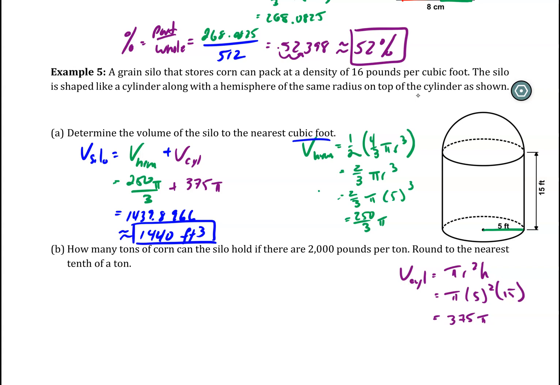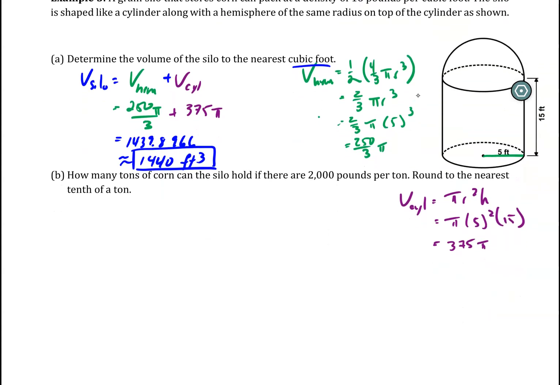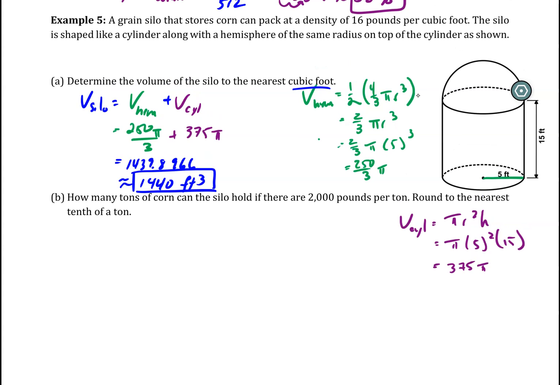Now part B says, how many tons of corn can the silo hold if there are 2,000 pounds per ton? So we kind of have to go back to the original question here, because we got to remember that density is equal to mass over volume. We're asked to find here how many tons. That would be the mass. So I'm going to rewrite this formula as mass is equal to density times volume, so aka just cross multiplied.